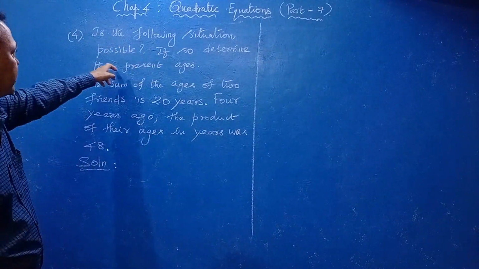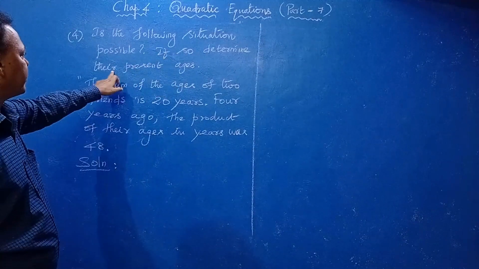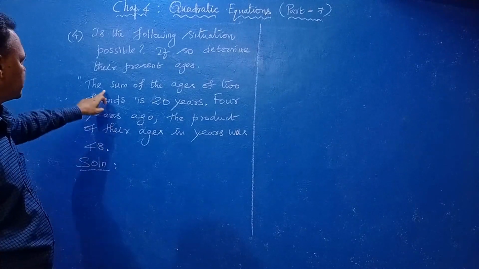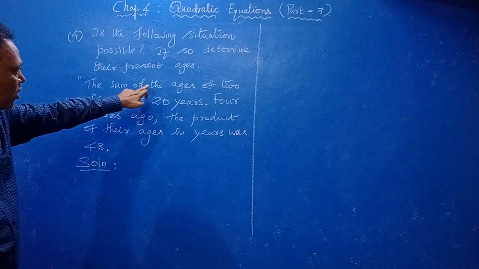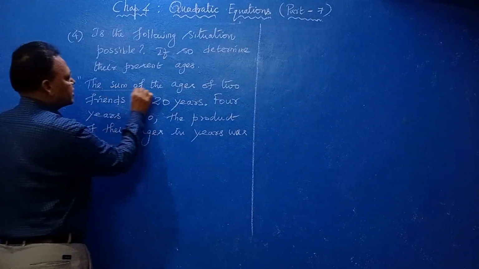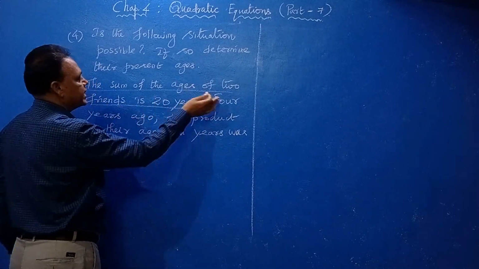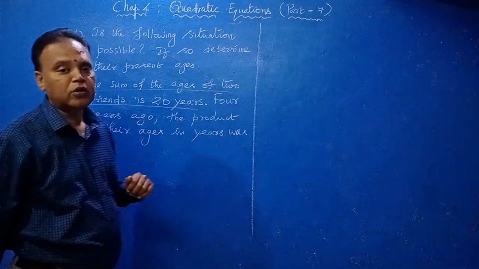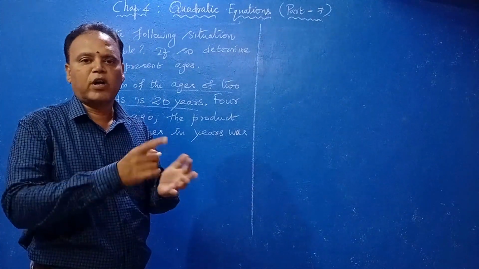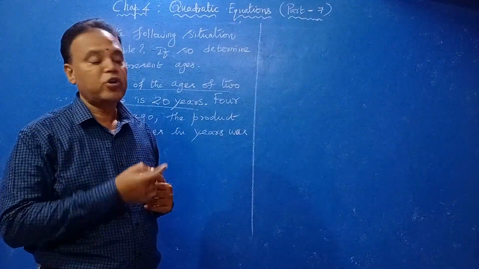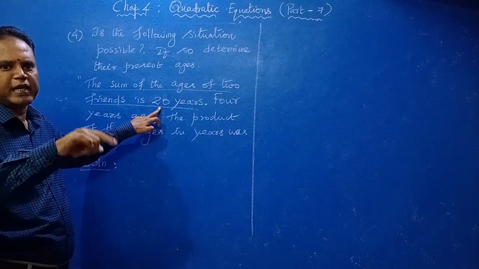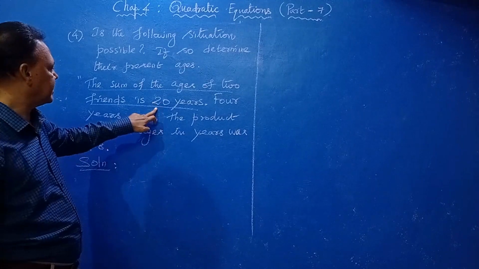Is the following situation possible? If so, determine their ages. You see the situation. What is given? The sum of the ages of two friends is 20 years. So you try to understand this statement. That means if the first friend's age is x, what will be the second friend's age? 20 minus x. Clear? Both added, you will get 20. x plus 20 minus x gives 20. That is the condition given.